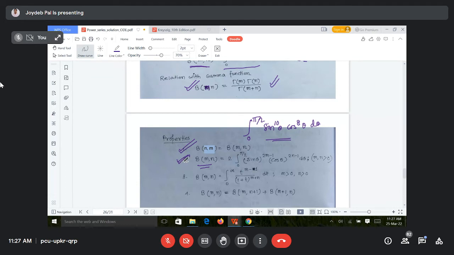So it is another important property. Beta m, n is equal to 2 into the integral from 0 to pi by 2 of sine theta to the power 2m minus 1 cos theta to the power 2n minus 1. And these are also some useful properties, but not needed now.